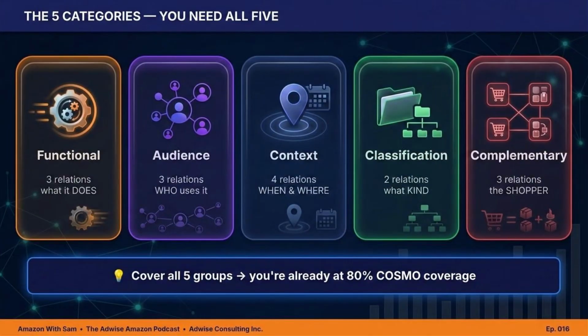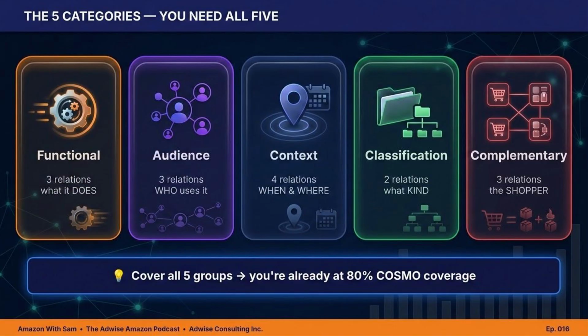Every relation belongs to exactly one of these, and you need all 5 represented. Functional. 3 relations about what your product does. Audience. 3 relations about who uses it. Context. 4 relations about when, where, and on whom. Classification. 2 relations about what category it belongs to. Complementary. 3 relations including the x-prefix shopper relations. 5 groups. Memorize these before you memorize the individual relations.